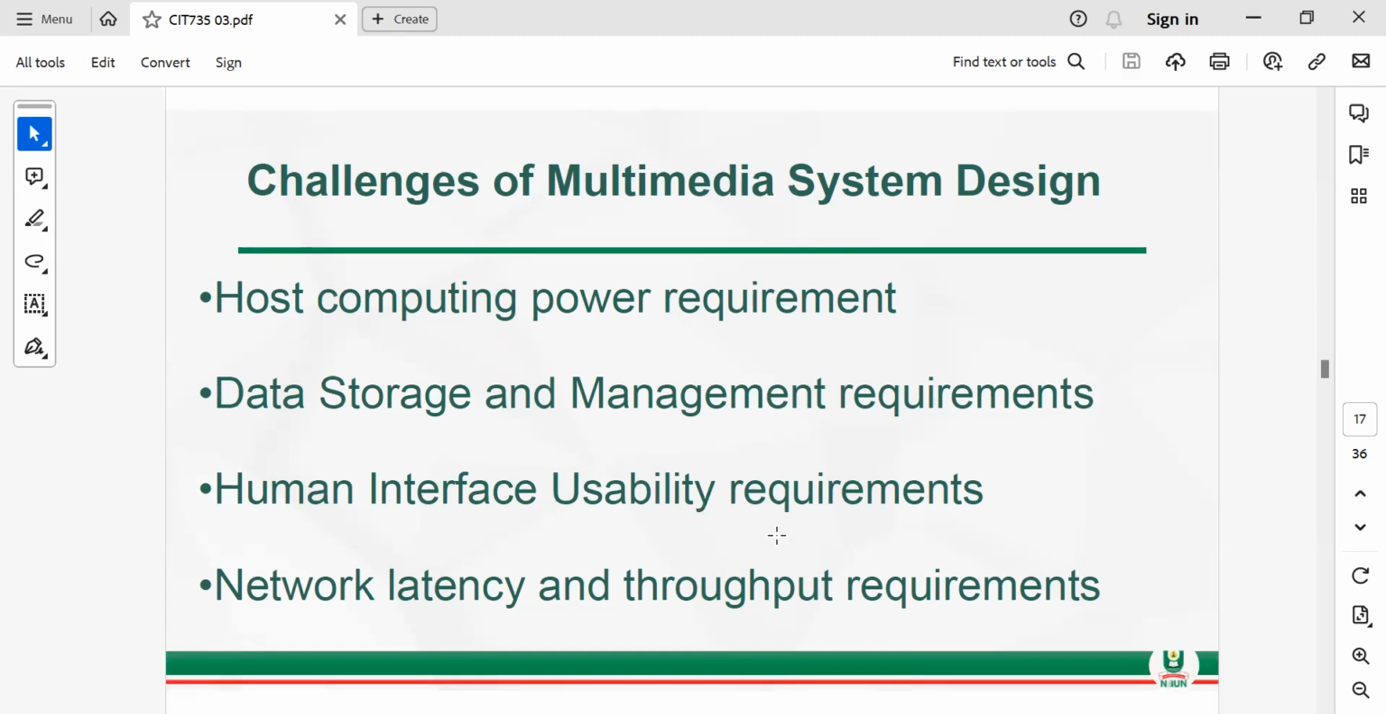The human interface usability requirements: what are those equipments that you are going to connect that will allow you to use it well? For instance, it may come up to my own side now. I don't have a good webcam that can record my features, or I don't have a good monitor that will render it well. That may also affect how I interface with the system. The network latency and throughput requirement, bandwidth may come up. That may also affect how that particular system is now sent to you.